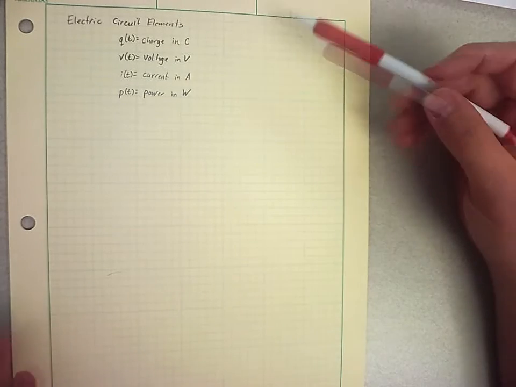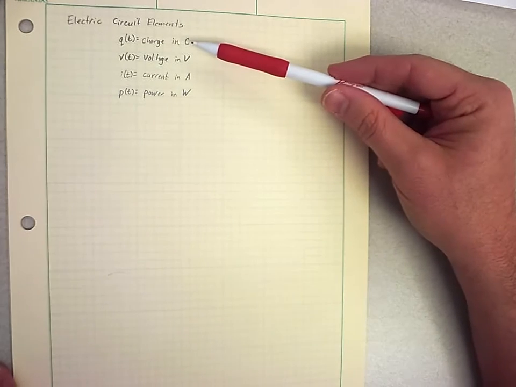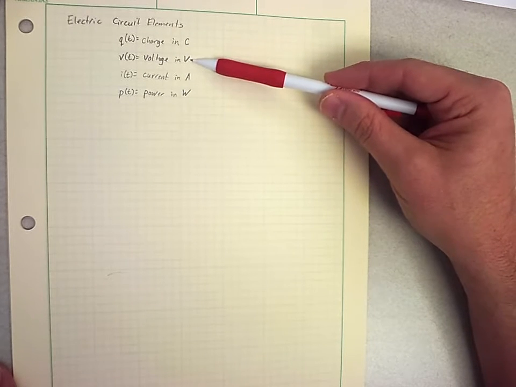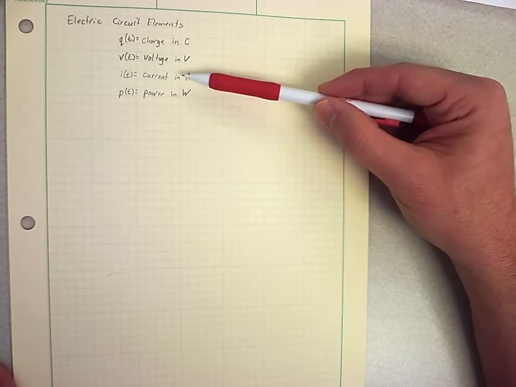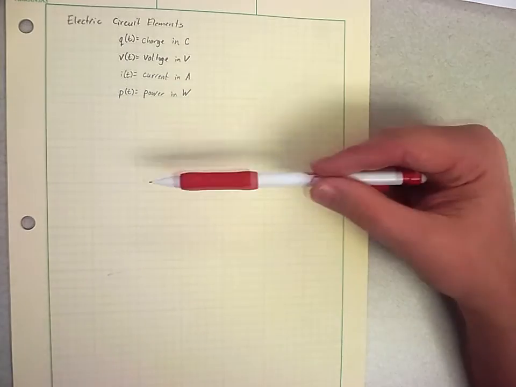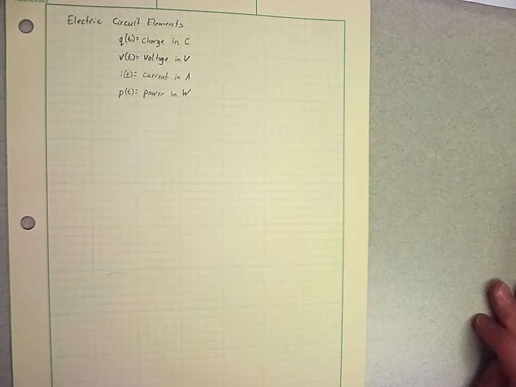So here are the functions that it gave us. It talks about Q, which is our charge in coulombs, V is our voltage in volts, I is our current in amperes, and P is our power measured in watts. And each of these is a function of time, meaning it changes over time.